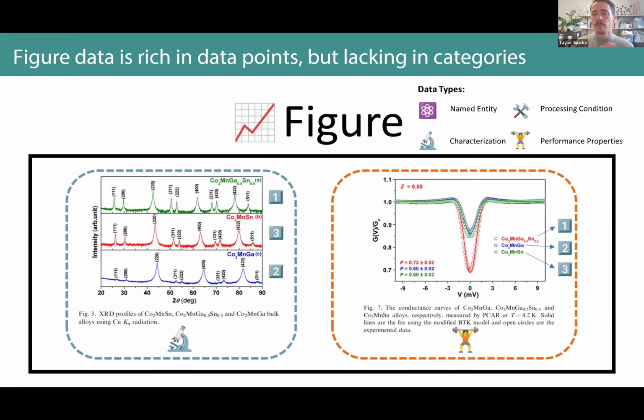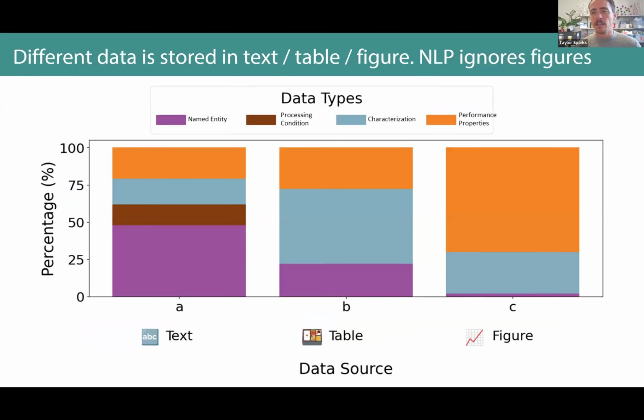Figures is definitely the place where it is the most rich in data points, but it is lacking categories. For example, named entities may or may not be there. Characterization is often there, but it's poorly described. The structure is not ideally what we're looking for, but there's a lot of data hidden in these figures. And by a lot, you can actually quantify. Again, this was looking only at 10 papers, not like the entire field or anything. This is admittedly a subset of what could be out there.